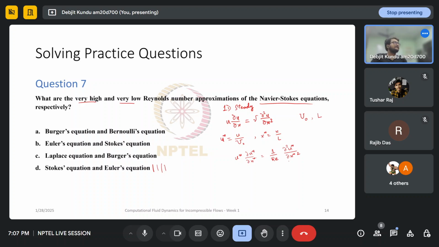Yeah, let's keep the temporal term as well. Let's not remove the steadiness of it. So let's say I have ∂u/∂t plus this. In this case, I'll have ∂u*/∂t* as well, and there will be some time scale as well. Time scale can be L over U0. So these are scales for u, x, and time.